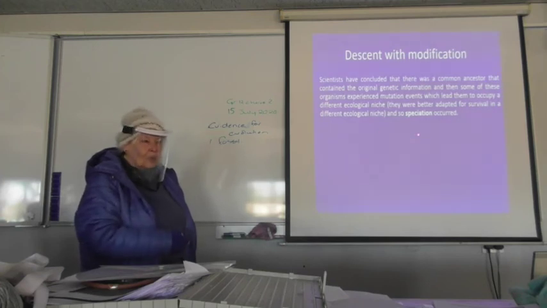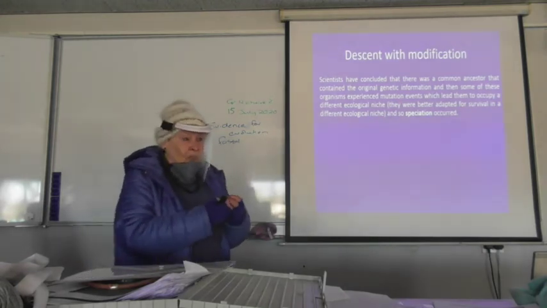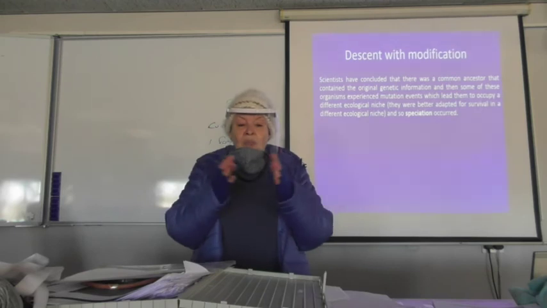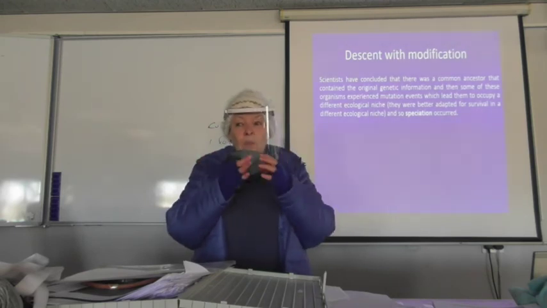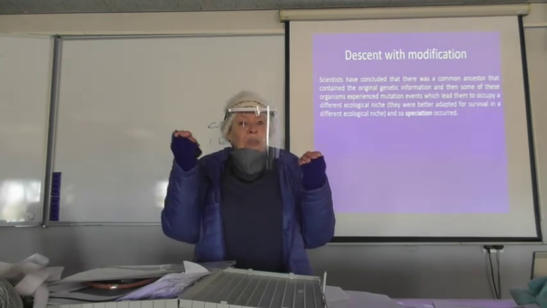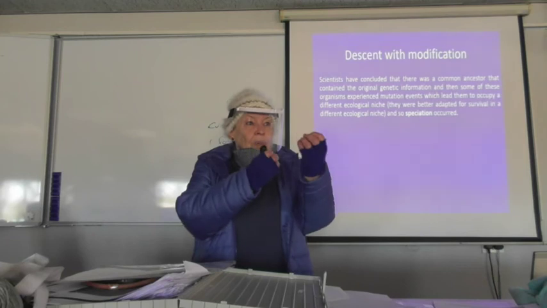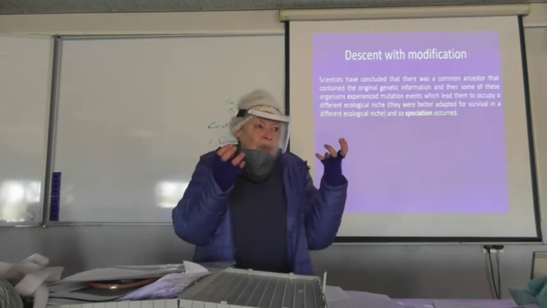Which is a hell of a lot of big words. And it's really very, very simple. So that's because there were mutations that occurred, it meant that the organisms were no longer all identical to each other. And because they were no longer identical, they were able to actually occupy different roles and different areas in the environment.